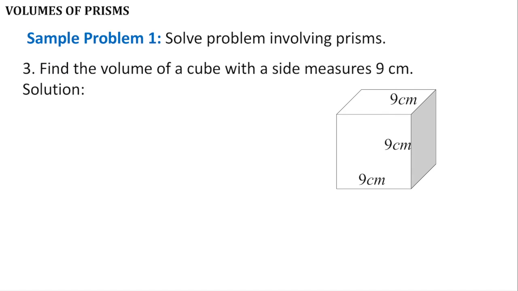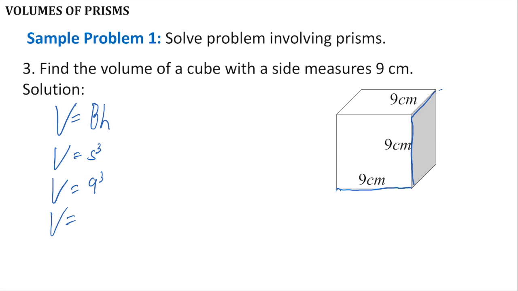Now remember with cubes that all dimensions are the same, so the base, height, length are all the same. So our long formula for volume is area of the base times the height. But on a cube, volume equals side cubed. And that's where the term cube comes from, because it's the number times itself 3 different times. So volume equals 9 cubed, which, if you use your calculator, is 729 cubic centimeters.